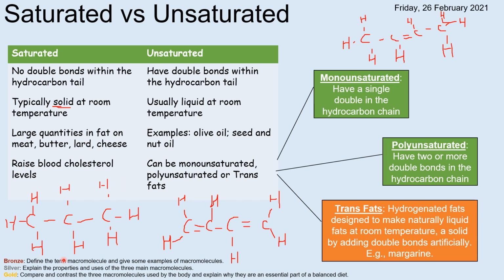Okay, so I've drawn some examples out here. So here we have a saturated fat. So as you can see, there are no double bonds in the hydrocarbon tail. Up here we have a monounsaturated fat. So there is only one double bond in the hydrocarbon tail. And over here we have a polyunsaturated fat because there are two or more double bonds in the hydrocarbon tail. So that is what I mean by saturated or unsaturated. So if you see something with a double bond in it, it will be unsaturated. If it doesn't have a double bond in it, it will be saturated.